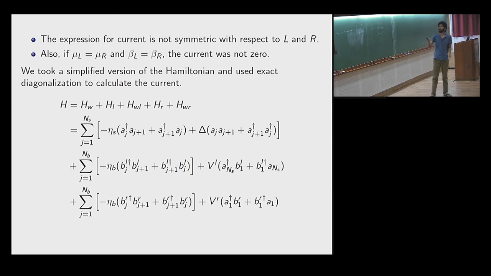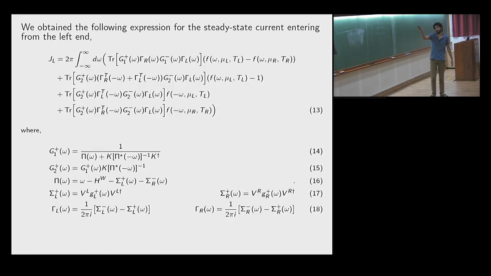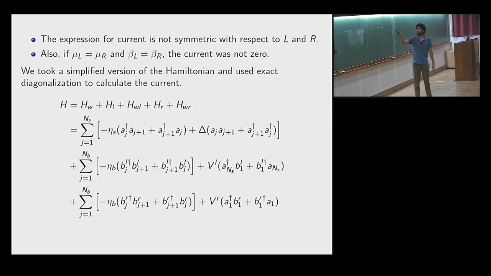Also, if mu_L was equal to mu_R and beta_L was equal to beta_R, meaning you start with a symmetric situation, the current was not zero. This expression does not necessarily give you zero. Now this made us skeptical about this result, and we resorted to numerics.